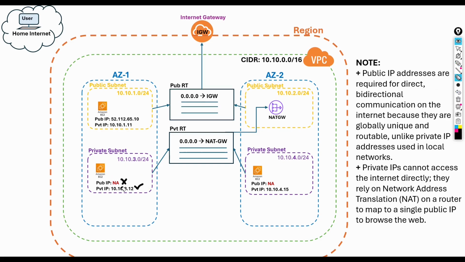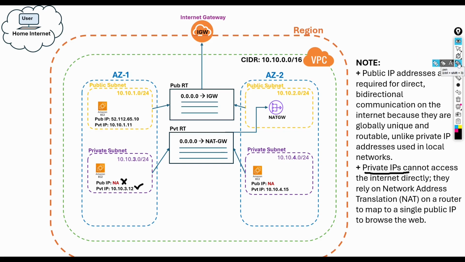Okay, so with the help of private IP, we cannot access the internet. Let me read this statement. Private IP cannot access the internet directly. They rely on network address translation, we call it NAT, on a router to map to a single public IP to browse the web or any URL over the internet. So what does it mean?